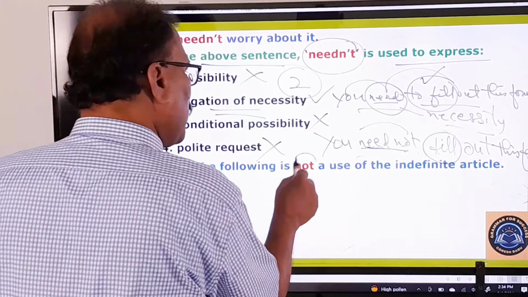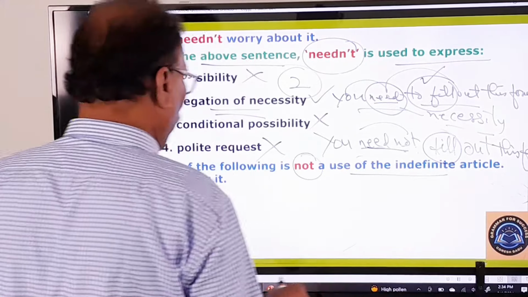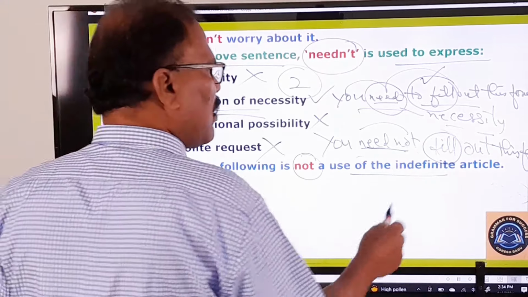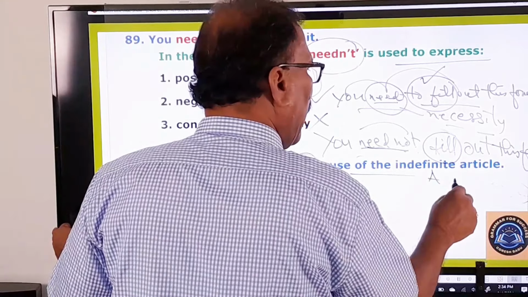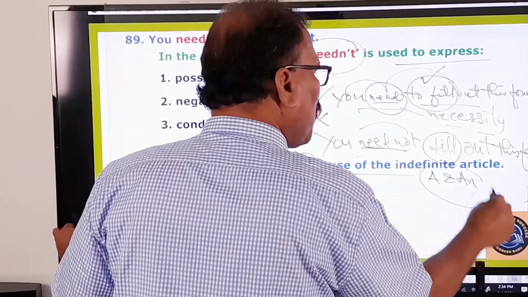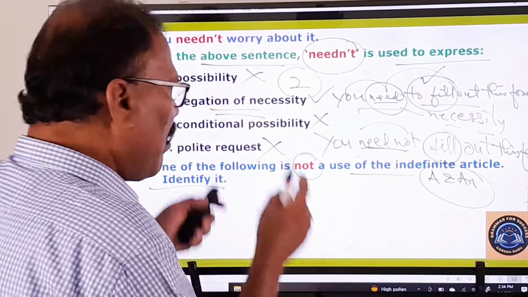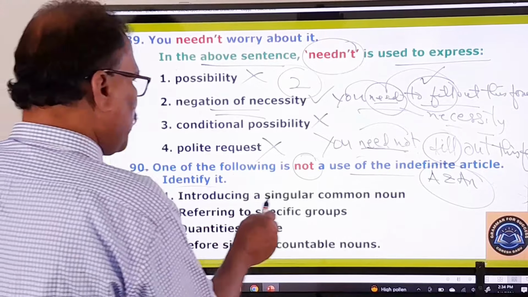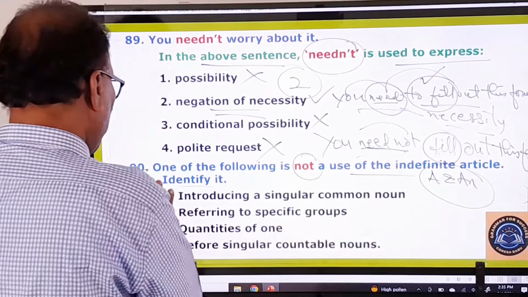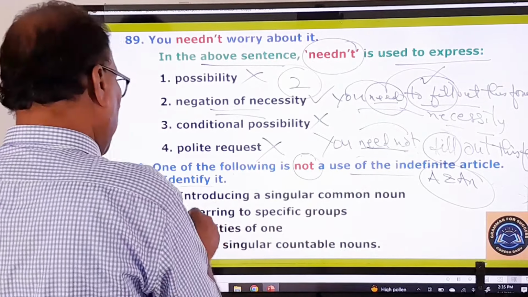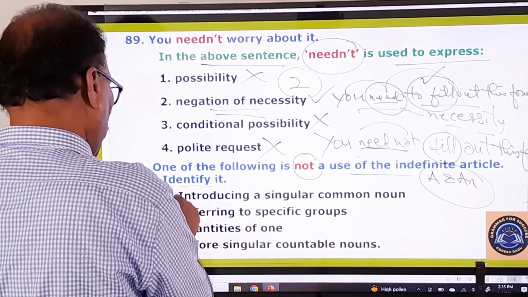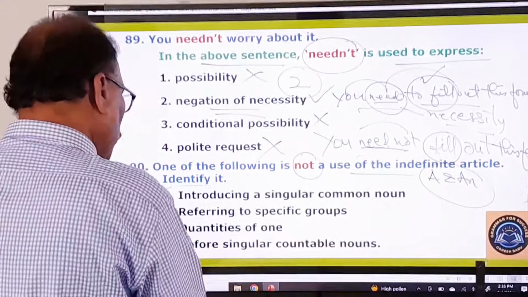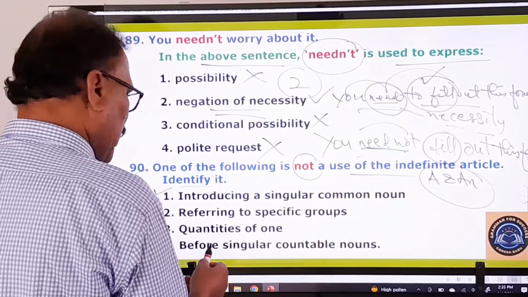One of the following is not a use of the indefinite articles. Identify it. What is not the use of the indefinite articles? You know the indefinite articles a and an. These two are called indefinite articles. What is not the use of these two articles means? Here, let us look at the option. Introducing a singular common noun. So the first one is the use of the indefinite articles. Okay, it's right. Referring to specific groups. No, this is not the use of this indefinite articles.